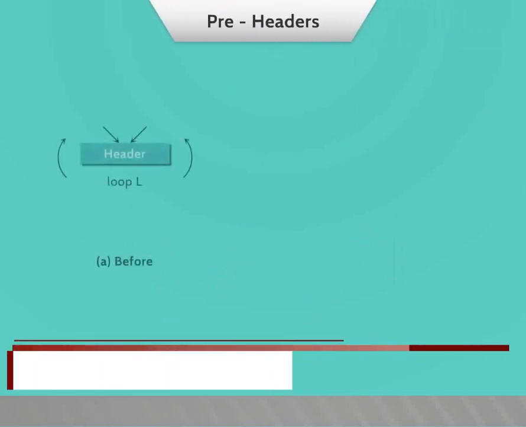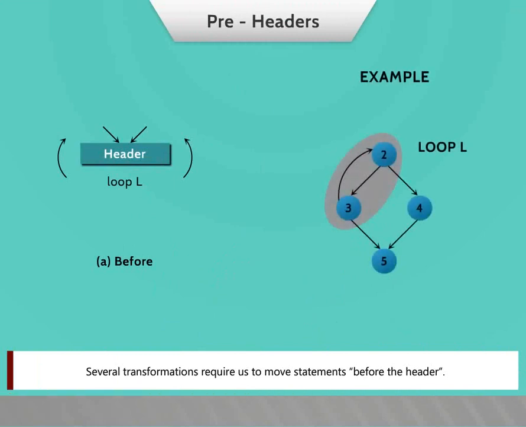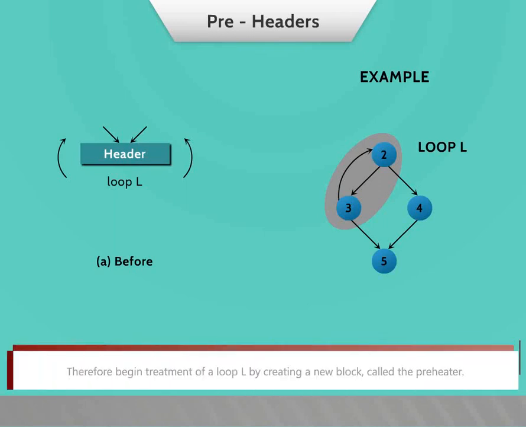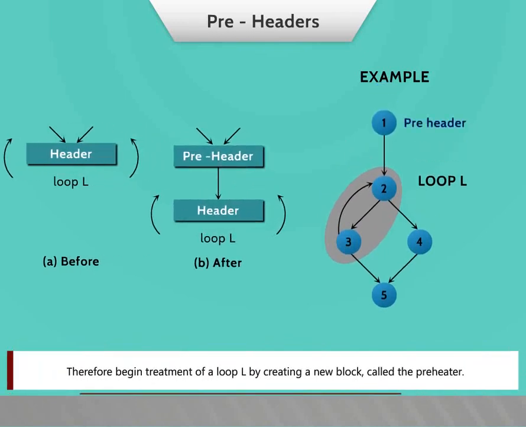Pre-headers. Several transformations require us to move statements before the header. Therefore, begin treatment of a loop L by creating a new block called the pre-header.